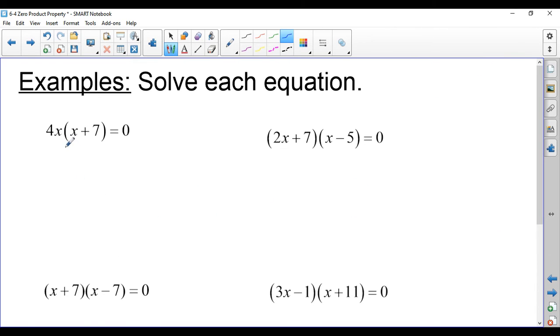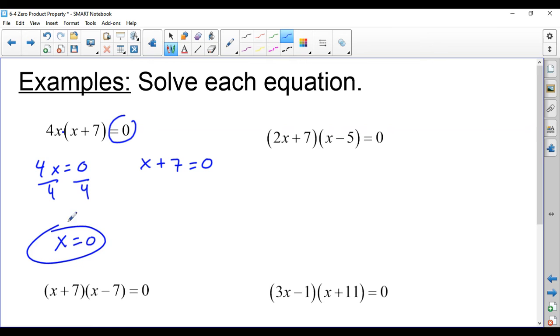Couple more examples. Here I have 4x times x plus 7 equals 0. Again, always check that it's equal to 0 before you do anything. If it is, set each factor equal to 0. And what you'll notice is that the 4 in the front doesn't change that answer of 0. Here I subtract the 7 from both sides. I get x equals negative 7.